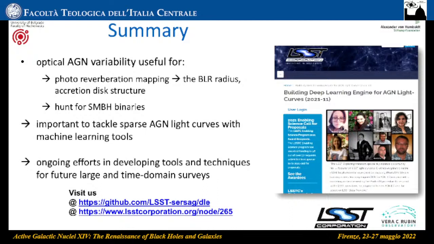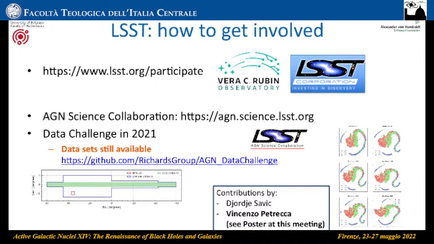And finally, I just want to say that you all should get involved in LSST somehow, or at least follow what's happening. There are a lot of ways to follow what's there. One very active science collaboration, which I've been a part of for the last 2 years, is the AGN Science Collaboration. One interesting thing to address is the data challenge that they released last year. The data sets are still available for you to learn what the data products of the LSST will be. It's on this website, and I just want to point you to the poster of Vincenzo, who was one of the contributors to the data challenge. So see his poster.